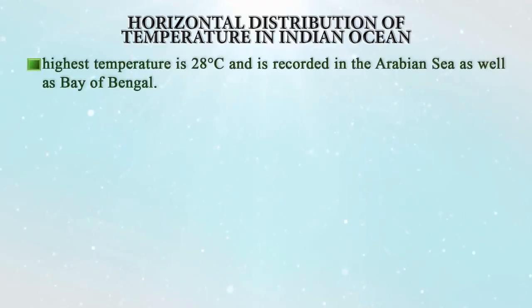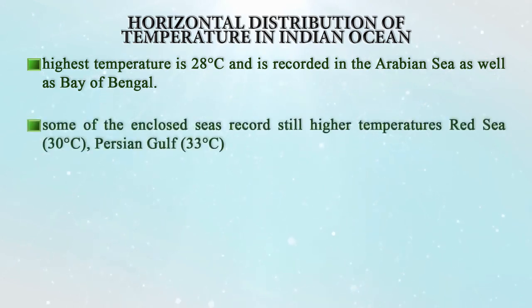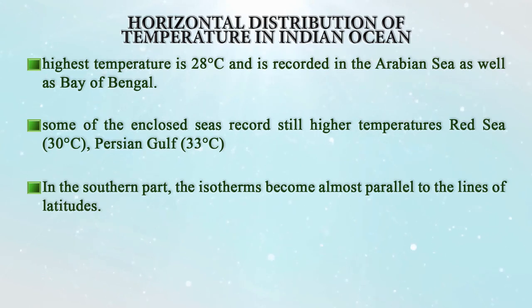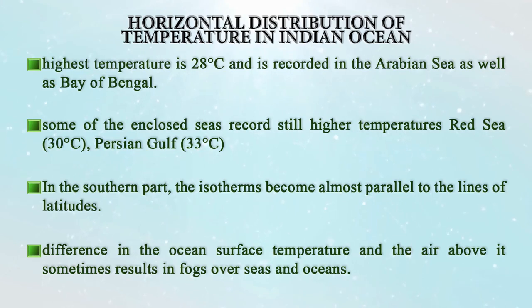Now horizontal distribution of temperature in the Indian Ocean. Highest temperature is 28 degrees centigrade and is recorded in the Arabian Sea as well as the Bay of Bengal. Some of the enclosed seas record still higher temperatures, like the Red Sea at 30 degrees centigrade and the Persian Gulf at 33 degrees centigrade. In the southern part, the isotherms become almost parallel to the lines of latitude, and difference in the ocean surface temperature and the air above it sometimes results in the formation of fogs over seas and oceans.